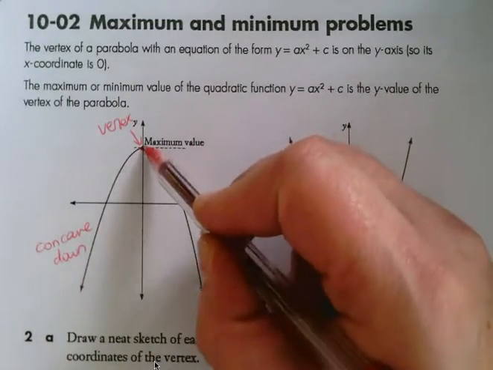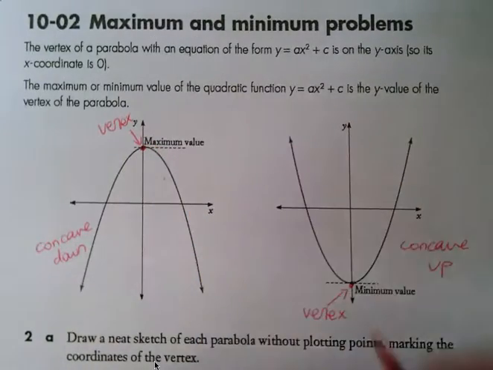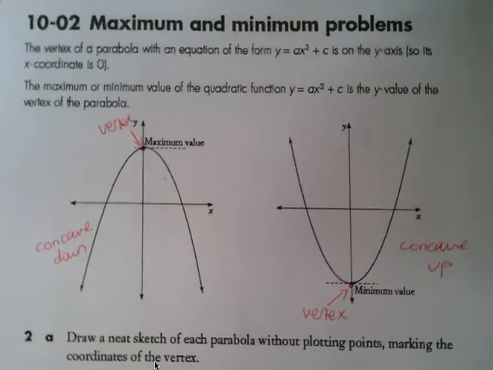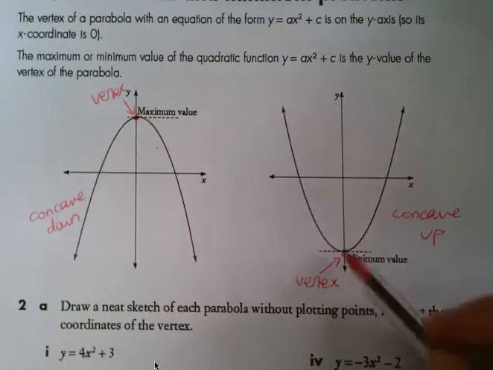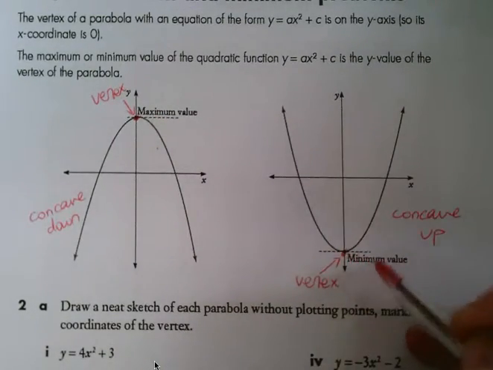Now, here the vertex represents the maximum value of the parabola, and here is the minimum value of the parabola. So what we're going to do today, we're going to use quadratic functions, which are formulas with x squared as the highest term in them, to sketch different graphs, and then we're going to find the maximum and the minimum values, all right? But we're going to put them in context of problems, all right? So, got that, vertex, concave down, that's got a maximum value there, concave up, that's got a minimum value down there.